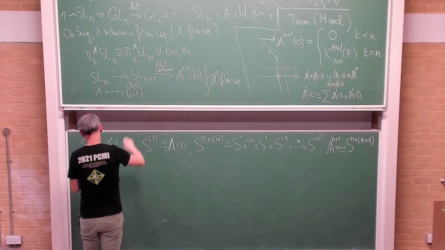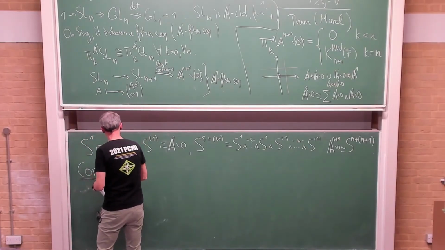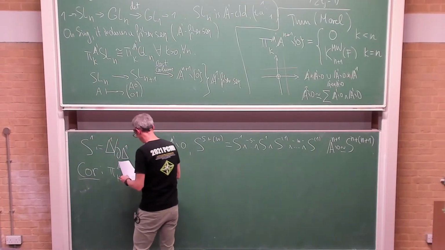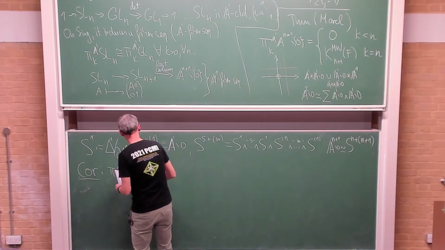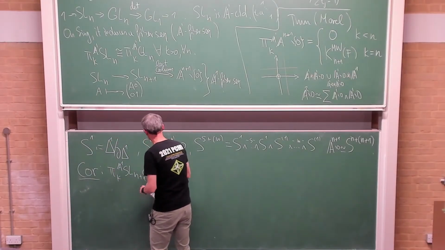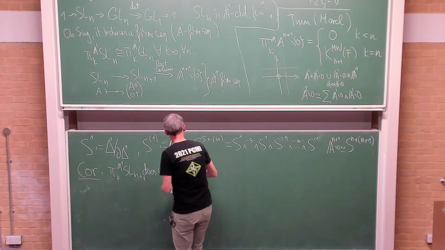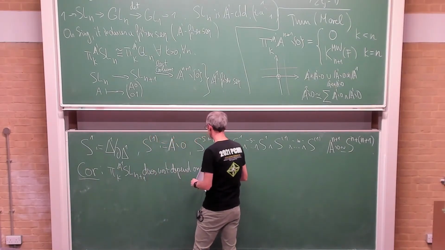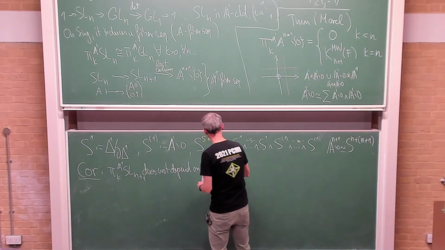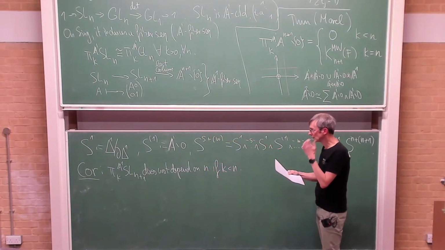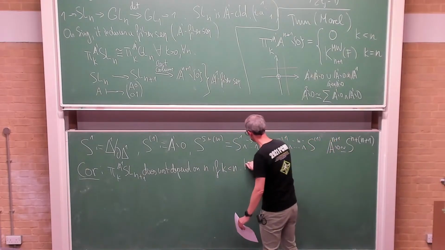As a consequence, we get that pi_k A1 of SL_n, we write SL_{n+1}, does not depend on n if n is bigger than k. And the question is then, what is it?